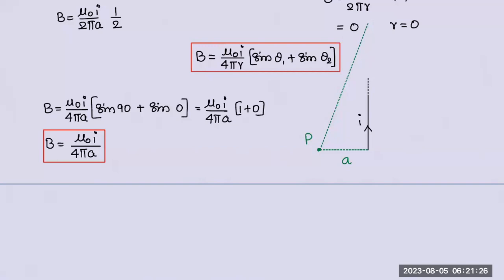I'll write the question number 12. That's better. 12 and 13 I can give together. I am giving 12 and 13 together. Done.